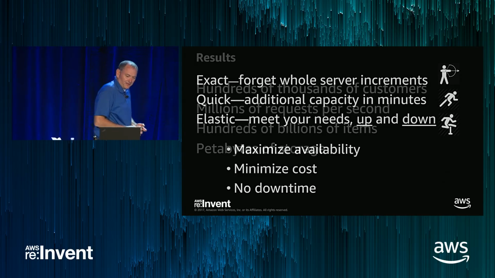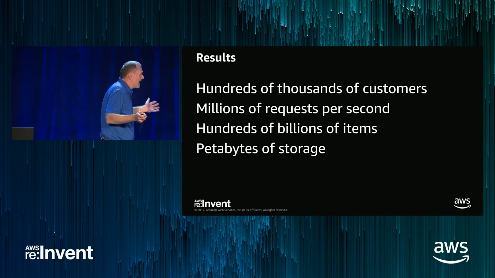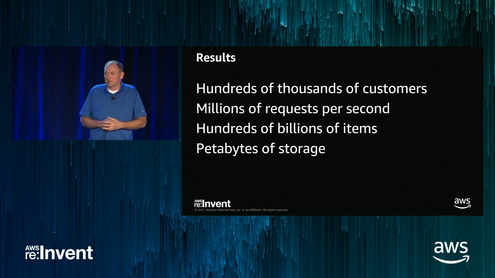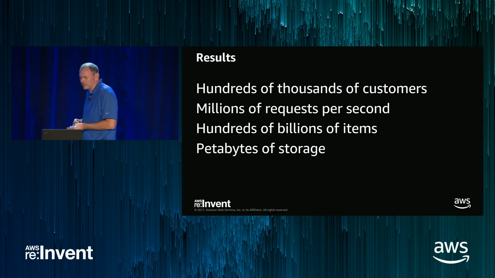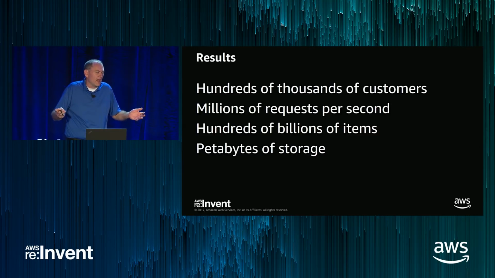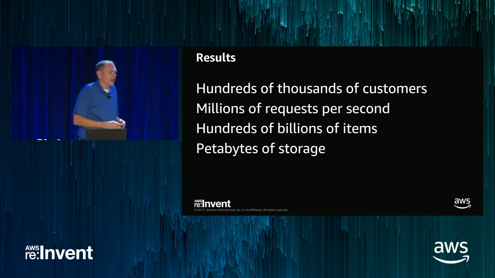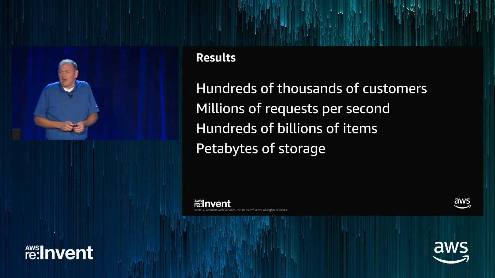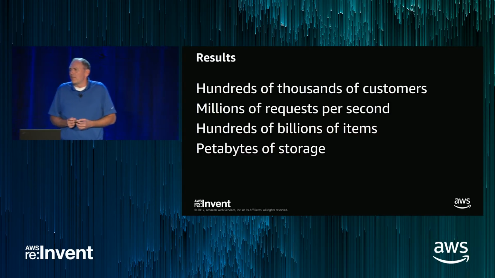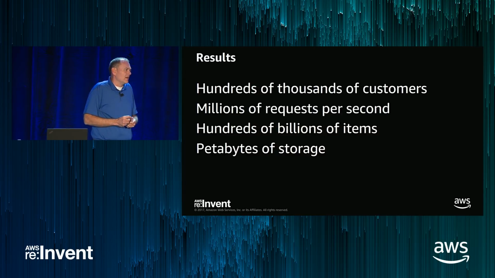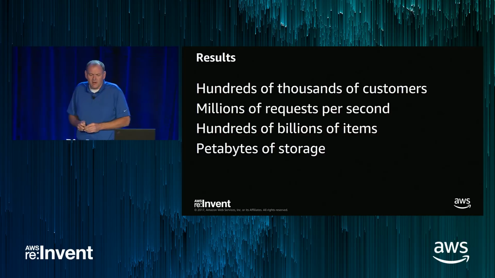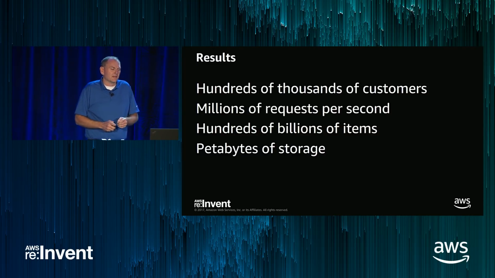So anyways. Results: hundreds of thousands of customers, millions of requests per second. I think on Prime Day we peaked around 34.5 million requests per second across regions. We had hundreds of billions of items we store on our tables, petabytes of storage. Literally, there's nothing that operates at the scale of DynamoDB. It's an incredible system when you really get to look at it. Nobody in the world has deployed anything like this.